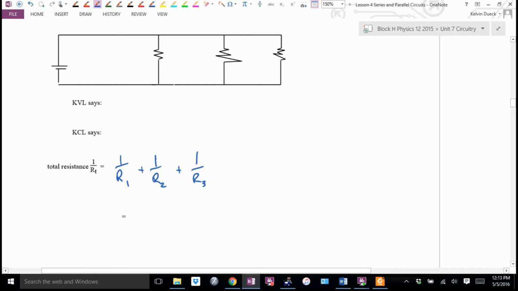In fact, I'm going to stick some numbers here. I'm going to make this one a 2 ohm resistor. I'm going to make this one a 5 ohm resistor. I'm going to make this one an 8 ohm resistor. And I'd like all of you to get your calculators out because I want to show you a good trick.